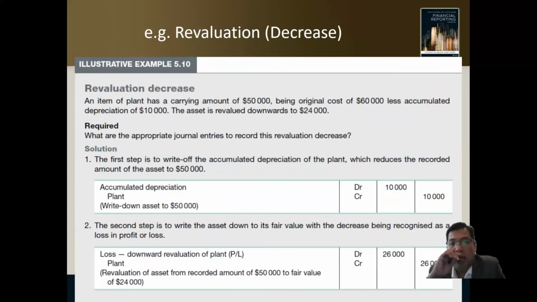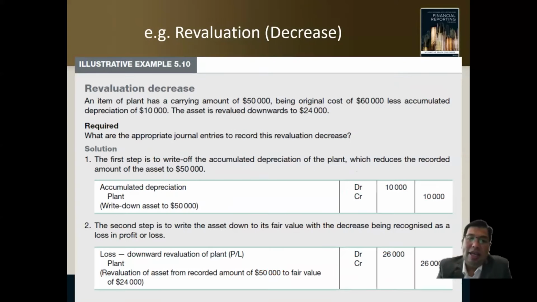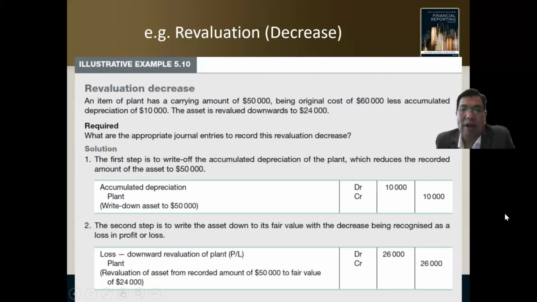Okay. Another example here, but the first one was for a non-depreciable asset. We don't have depreciation for land. In this example, it's a bit complicated. Why? Because we have depreciation, so we need to adjust the depreciation amount as well.